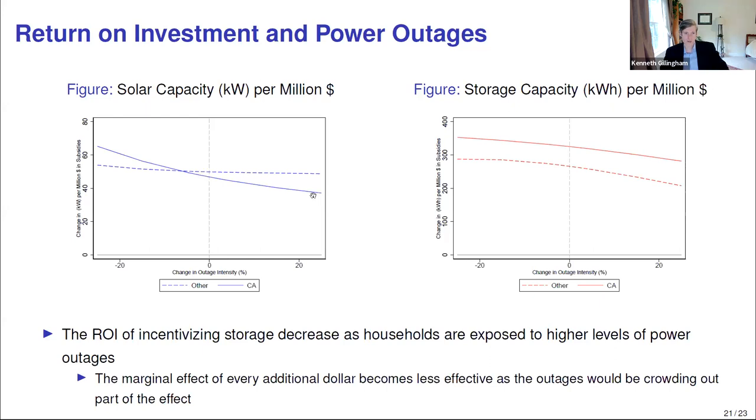It's interesting, the return on investment actually slightly declines with more outage intensity, because basically people are going to be adopting solar and storage anyway. They're going to be induced to get solar and storage anyway, some of them at least. So that's sort of what's going on there. The market gets bigger for co-adoption when you have more outages. The return on subsidy investments actually declines somewhat, but it's relatively flat.